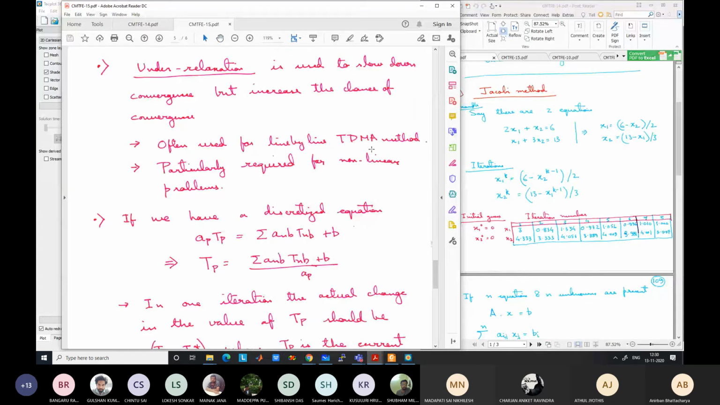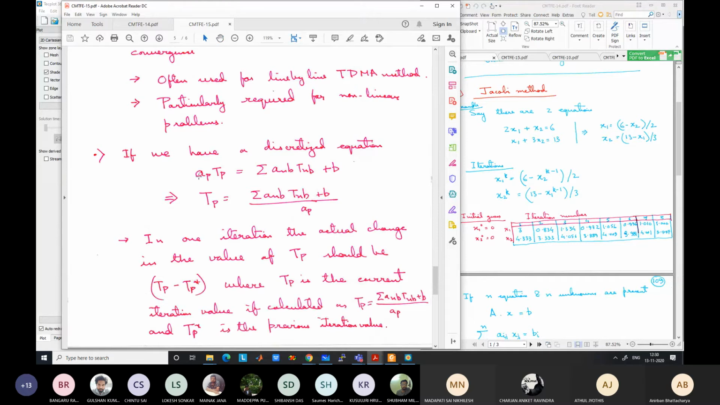So I have written this, often used for line by line TDMA method, particularly required for nonlinear problems. Okay. So if you remember the form of the discretized equation, what is the form of the discretized equation? APTP is equal to summation ANB TNB plus B.